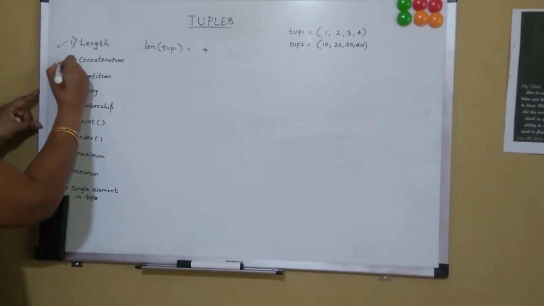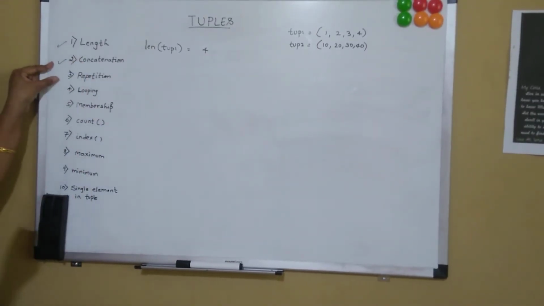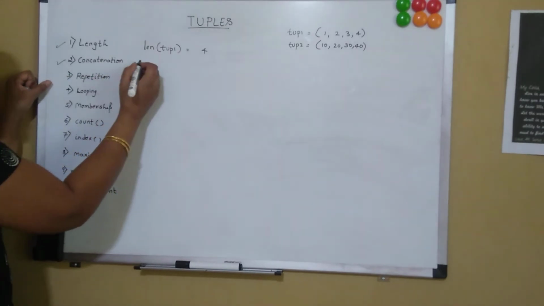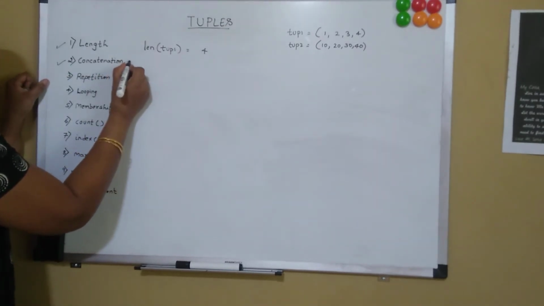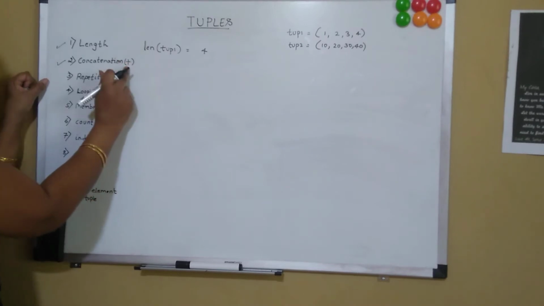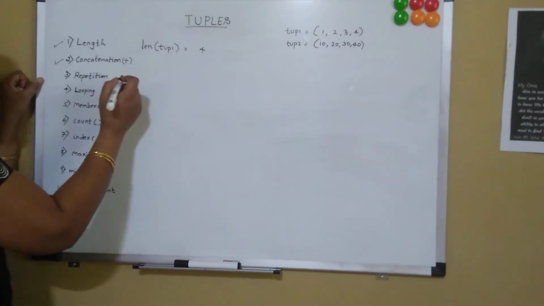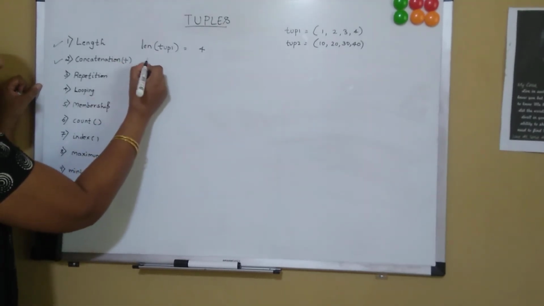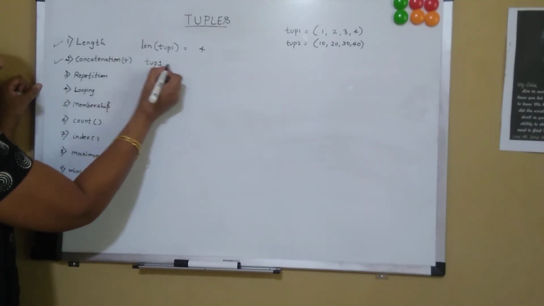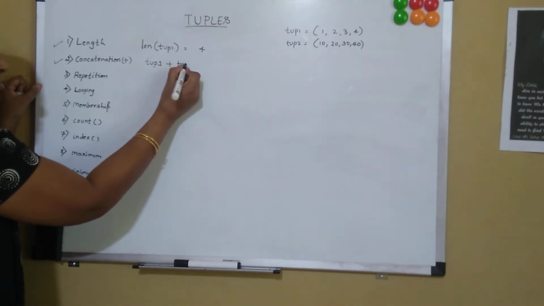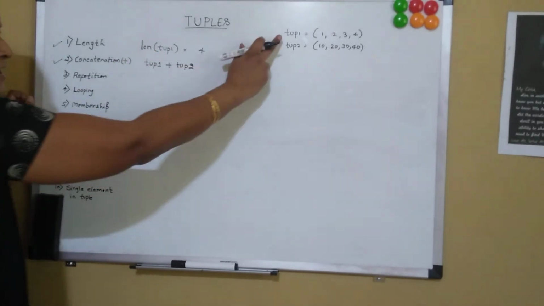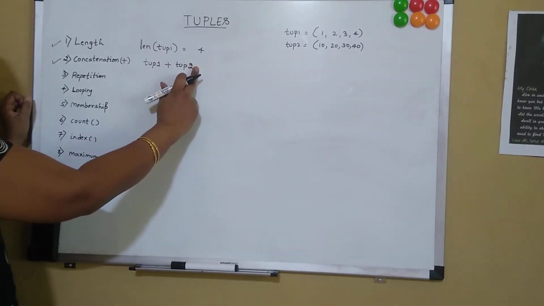So now let's move on to the concatenation. Concatenation and repetition I had covered in the previous session also. Let's recap it now. So concatenation is nothing but the symbol is the plus symbol. The operator is the plus operator. So when we want to concatenate two tuples, we go in for this concatenation. So if I give tuple 1 plus tuple 2, then the contents of tuple 1 and tuple 2 will be concatenated.